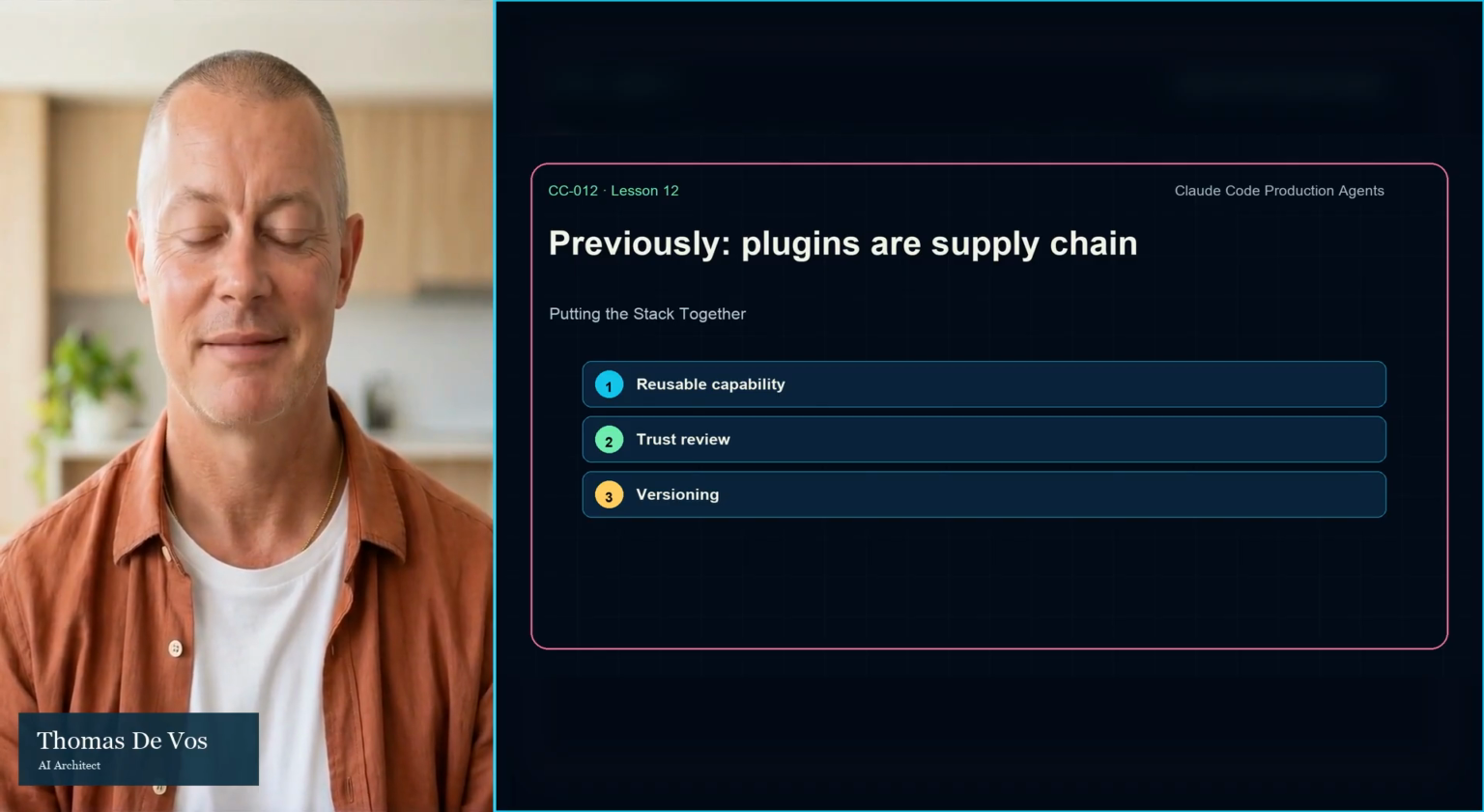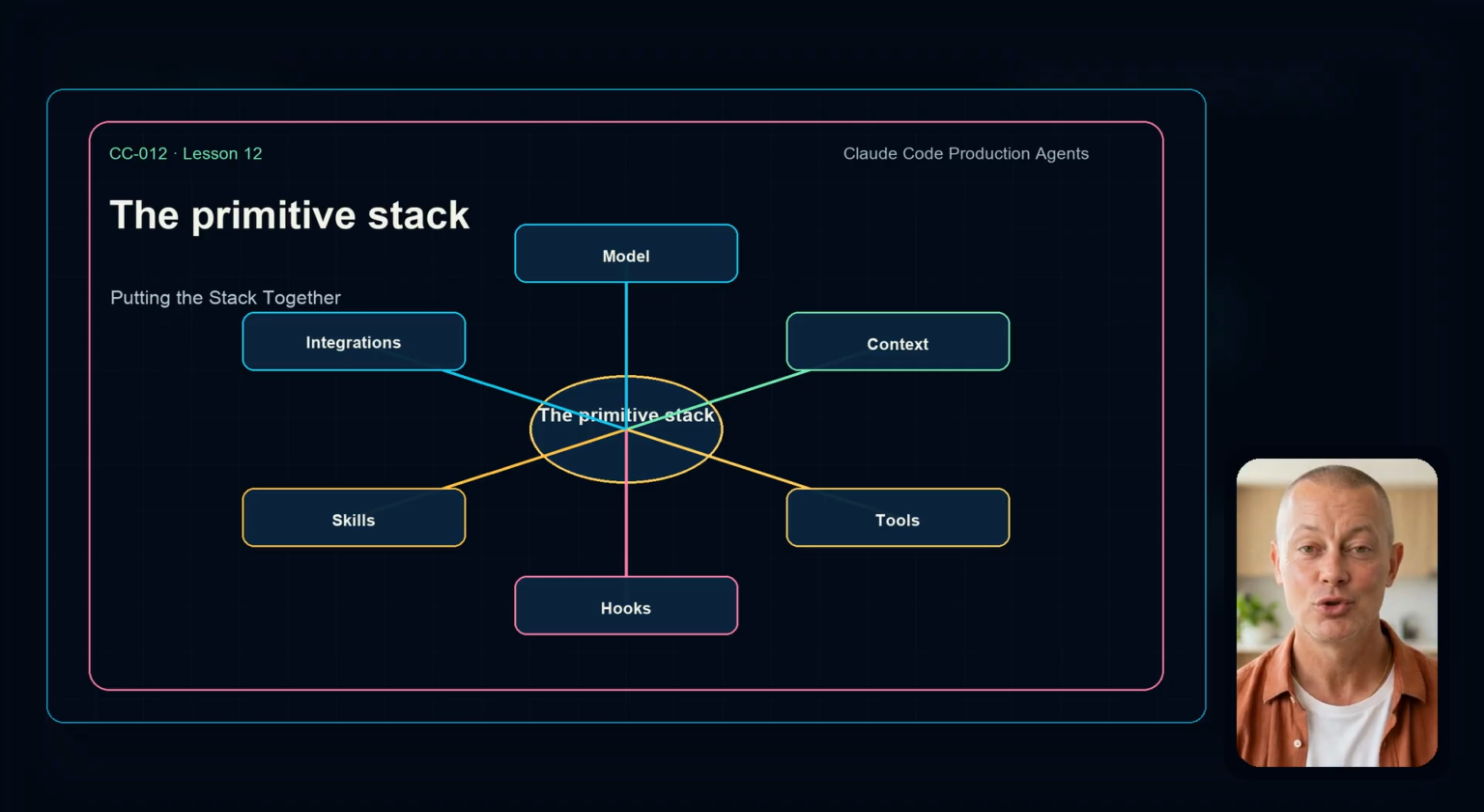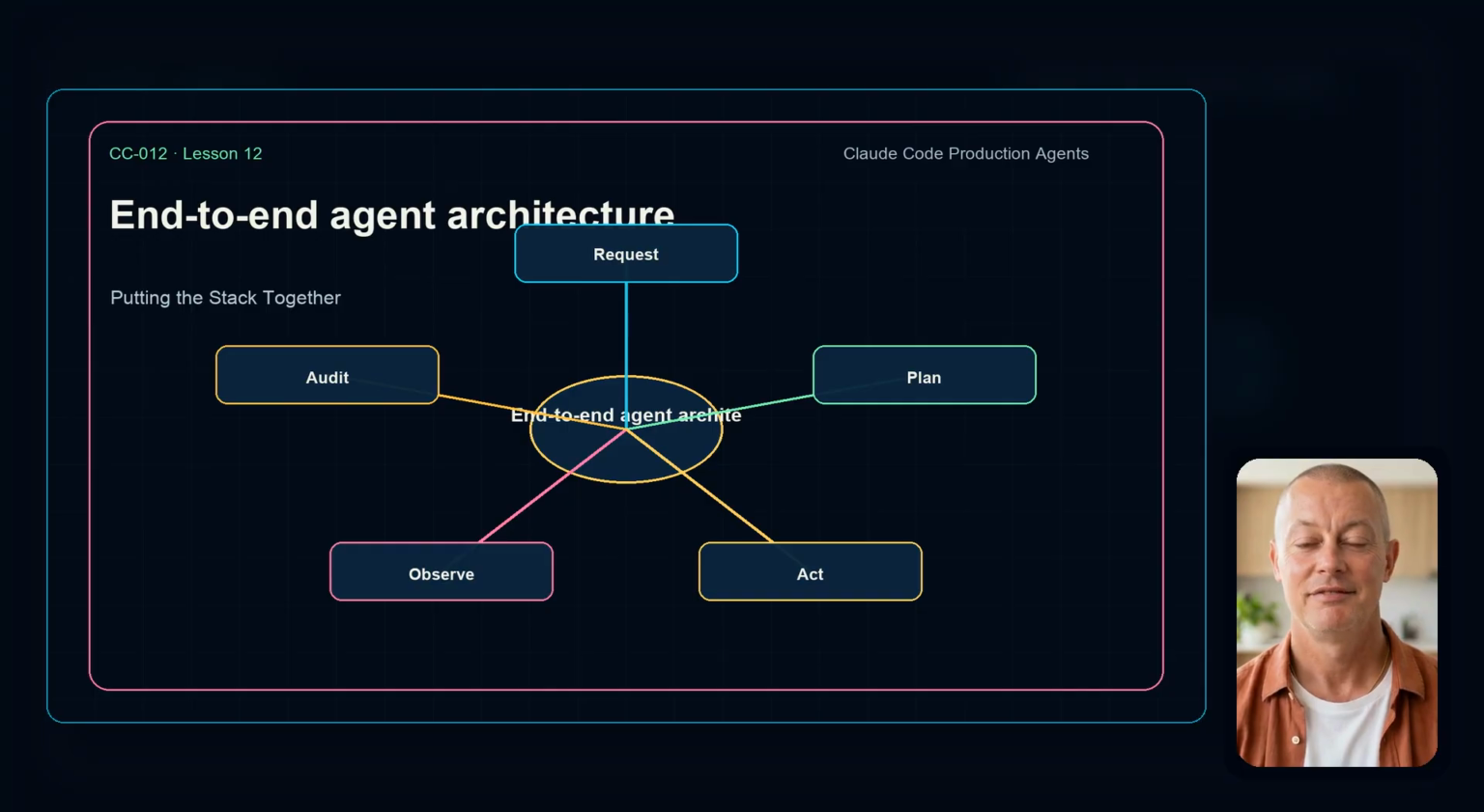The primitive stack is model, context, tools, hooks, skills, integrations, and governance. The model reasons. Context frames the work. Tools act. Hooks supervise. Skills capture method. Integrations connect systems. Governance decides what is allowed and what must be recorded. The visible artifact is the end-to-end agent architecture.